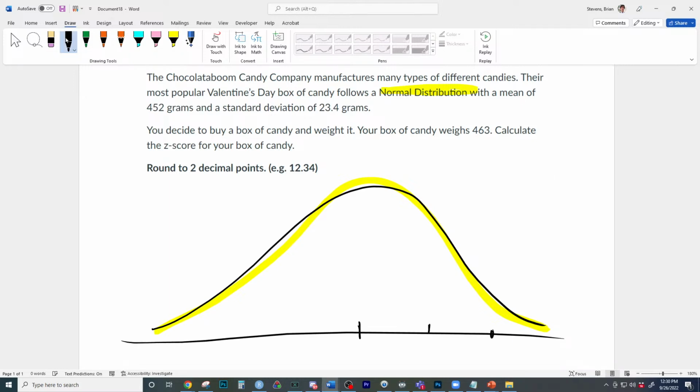Anytime you have a normal curve, you need to know these parameters of it. Anytime you have a normal curve, you need to know the what's and the what's of it. You need to know the mean and the standard deviation.